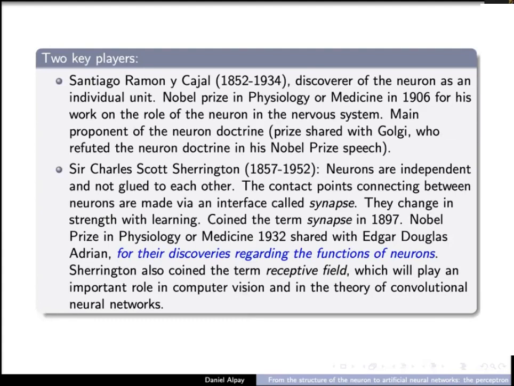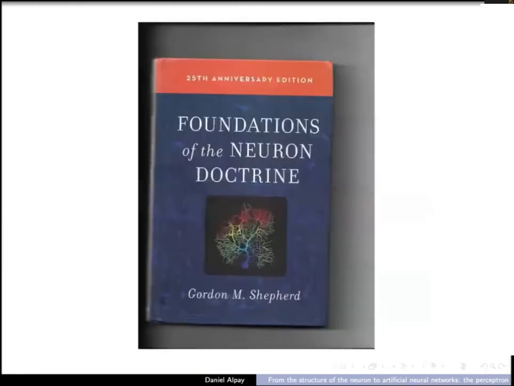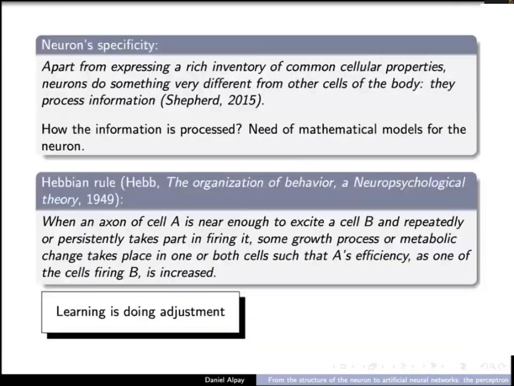Okay, so this is Santiago Ramon y Cajal, and this is a great book. There was a book 25 years before, but this is a re-edition, Foundations of a Neuron Doctrine, where there is a whole history, and it's a really great book. Okay, so what is a neuron's specificity? It's a cell, but it does something more than other cells. It processes information. How is information processed?